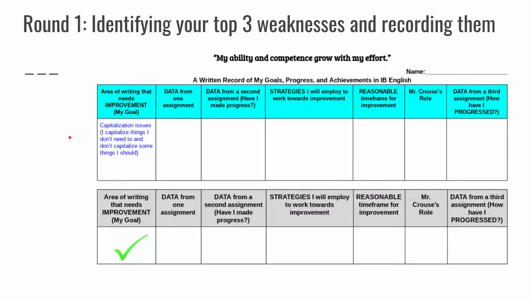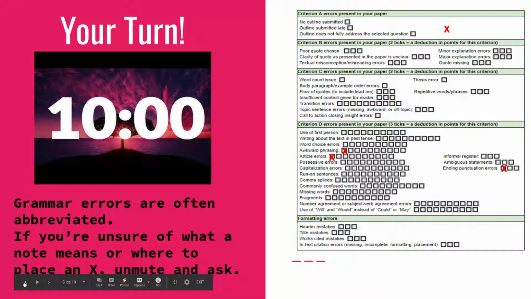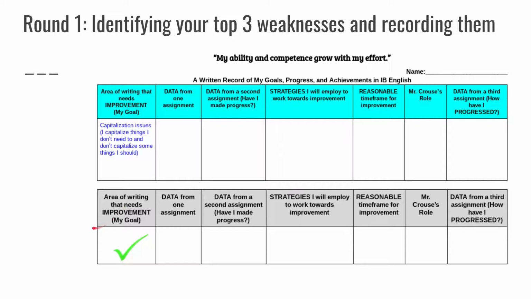The first thing that you are going to do is establish your top 3 weaknesses that you want to work on and record them. So when you look back at that sheet that you just filled out with the X's, you want to look at the error types that had the most X's, and those should be your top 3 priorities.